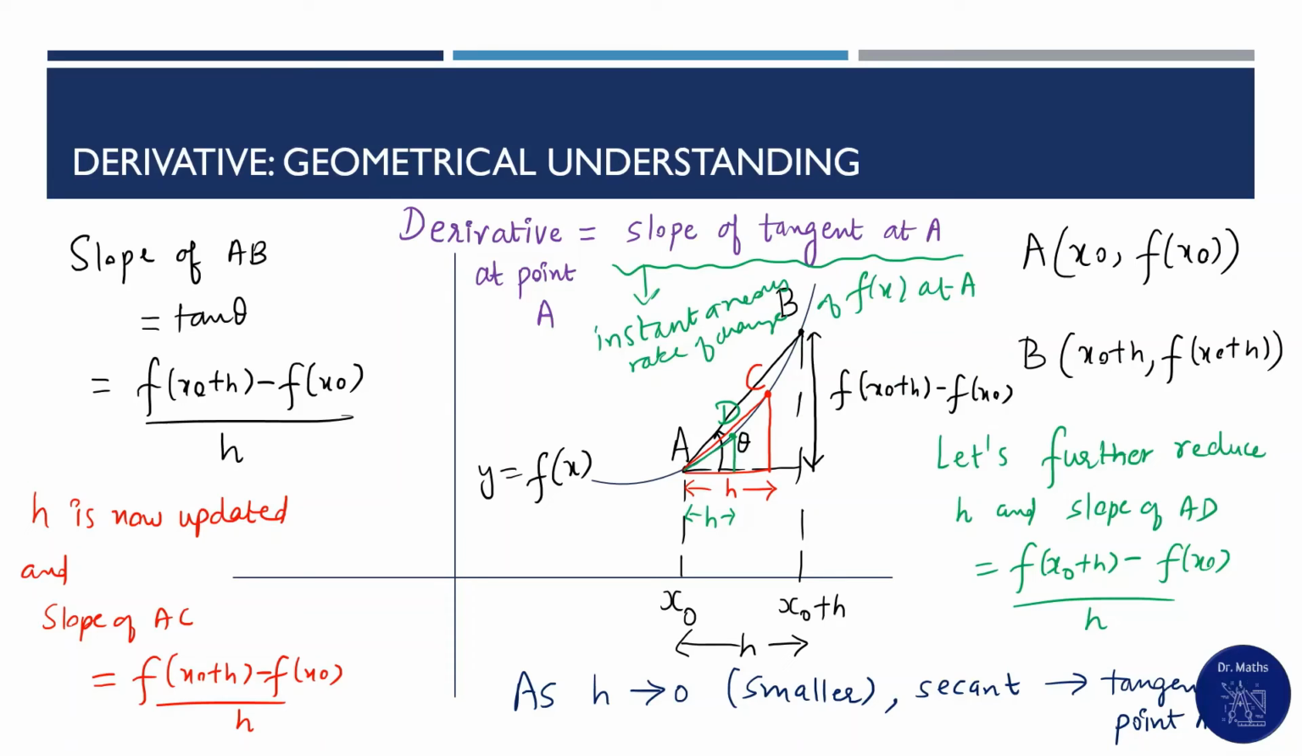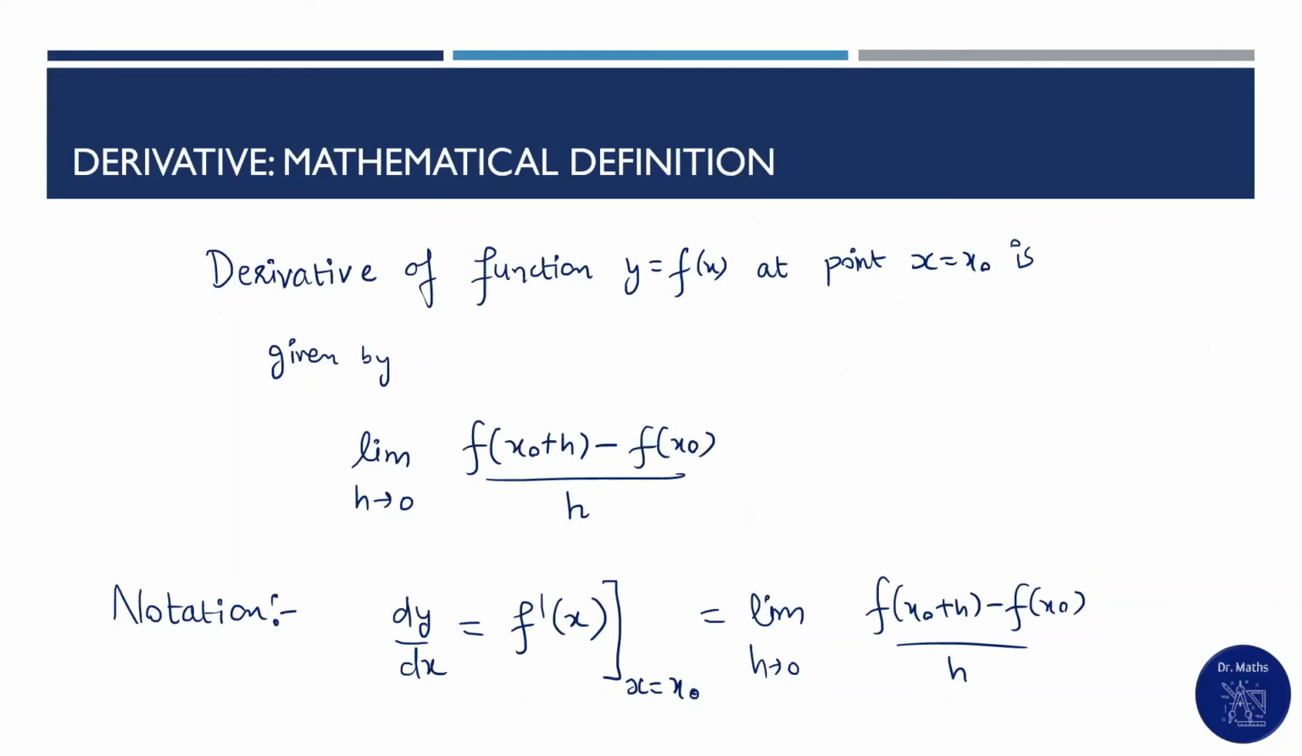So to summarize this, I would say geometrically, the derivative represents the slope of the tangent at that point, provided the tangent exists, right? And now we move forward towards the mathematical definition. So the derivative of a function y = f(x) at a point x = x naught is given by, now it will be very easy for you to understand this definition, which we call the first principle definition, or the mathematical definition.